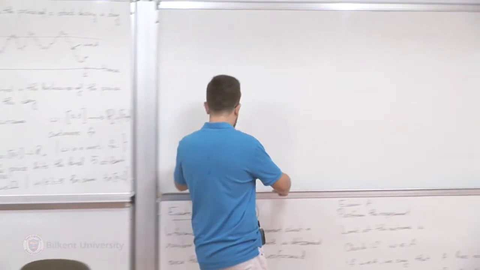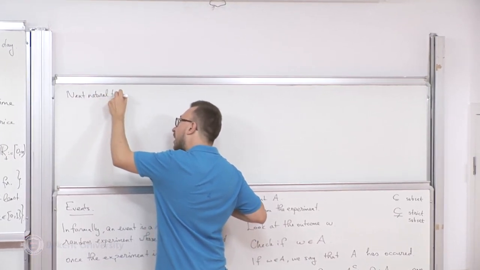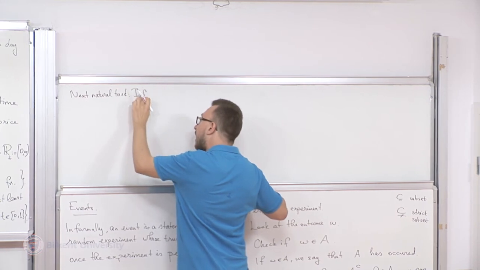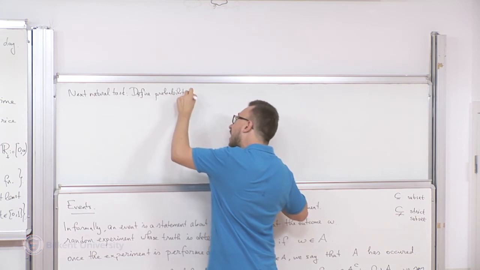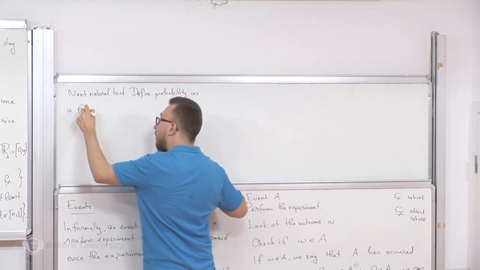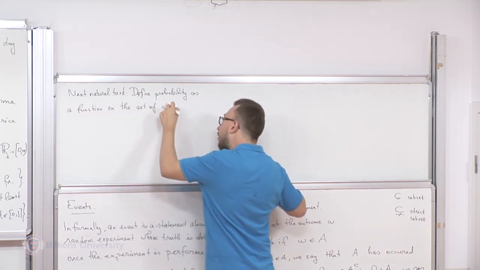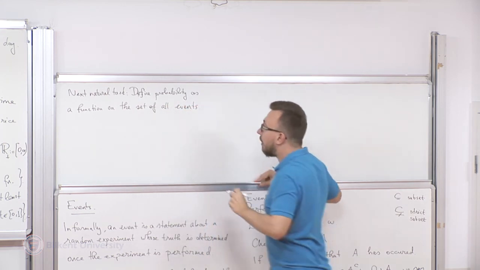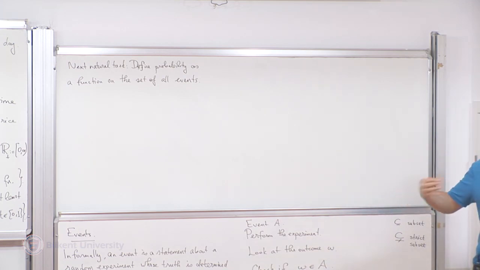So the next natural task is to define probability as a function on the set of all events. What is the set of all events? Well, if an event is a subset of omega, the set of all events would be what? The power set of omega, right? Meaning the set of all subsets of omega.